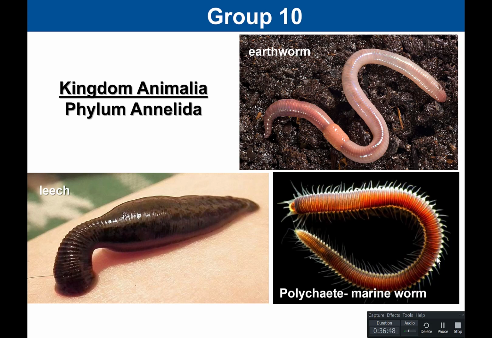In terms of where they live, they're not all aquatic. Some can be aquatic, right? So here's that marine worm, and the leech can be aquatic, but an earthworm can live on land. So they don't have their habitat in common, but what they do have in common is that they're all worms, and they are segmented worms. And so these would be your annelids.